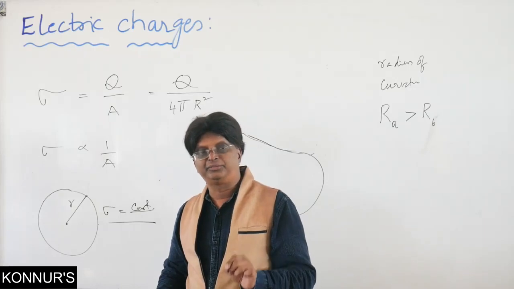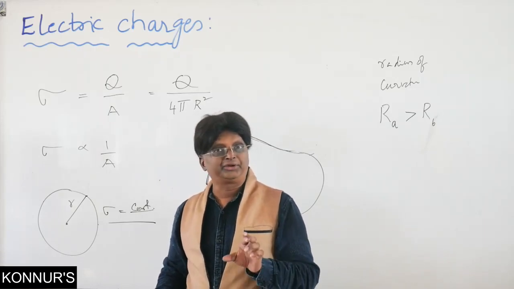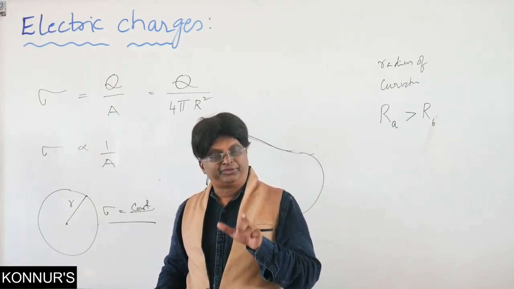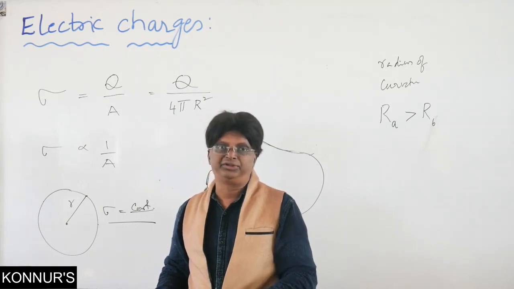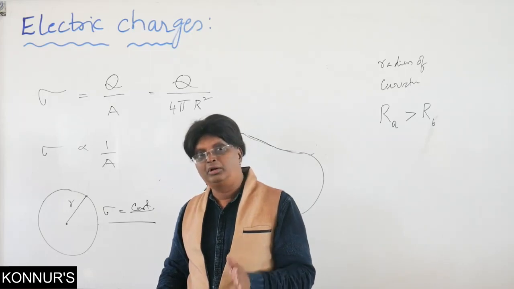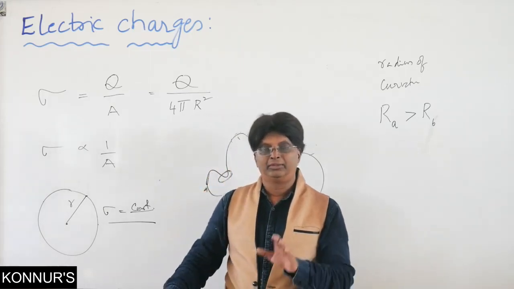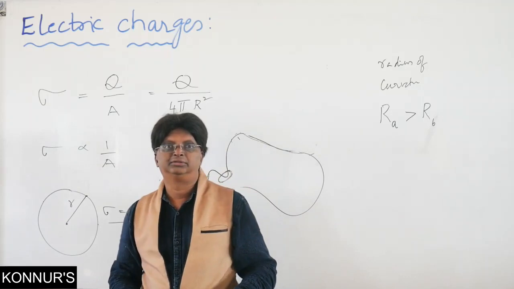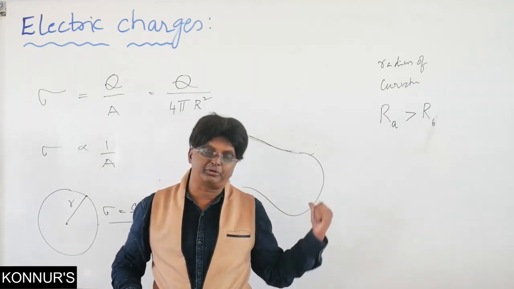So this is one such important case to remember. When a conductor is charged, sigma, the surface charge density, may be uniform or may be non-uniform depending upon the nature of the surface. Now we make use of one such property.